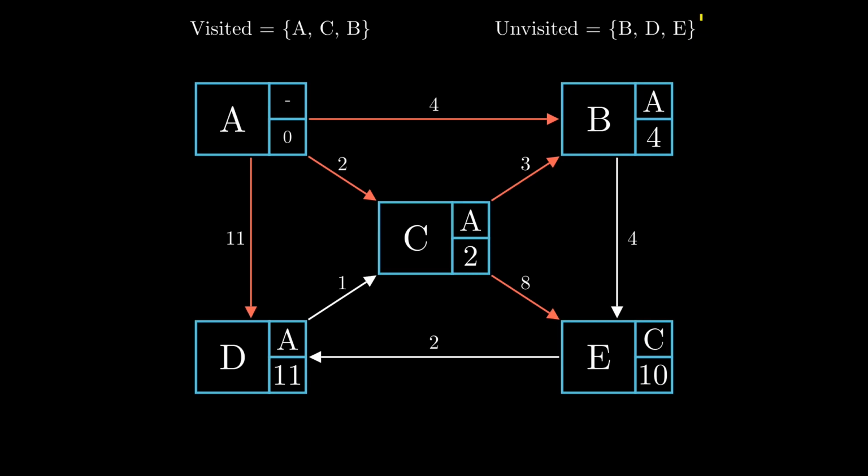Next, we'll visit B, as that's the smallest current distance. Now going from B to E, 4 plus 4 equals 8, that's less than 10, so we change the 10 to an 8 and change the previous to B. Next, we'll visit E. We can only get to D from E. 8 plus 2 equals 10, which is less than 11, so we change the 11 to a 10 and change the previous to E.